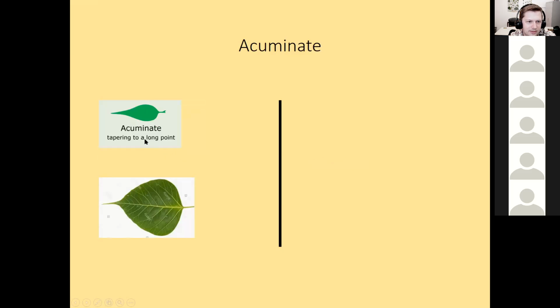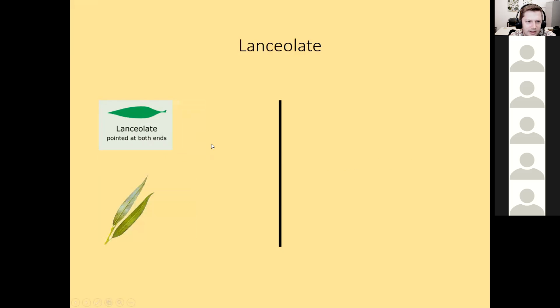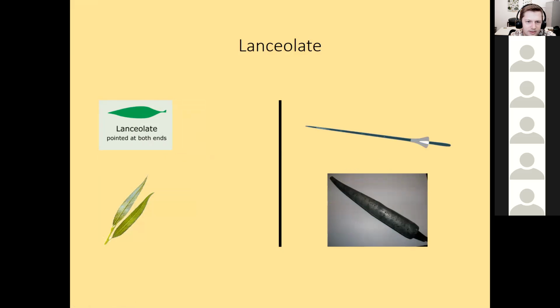So acuminate, tapering to a long point. Acu is a Latin phrase, and it means sharp or narrow. So it tapers to a sharp point. Lanceolate, pointed at both ends, but also lance. So it looks like a lance. A lance has a lanceolate shape. So these kind of look like the end of a spearhead.